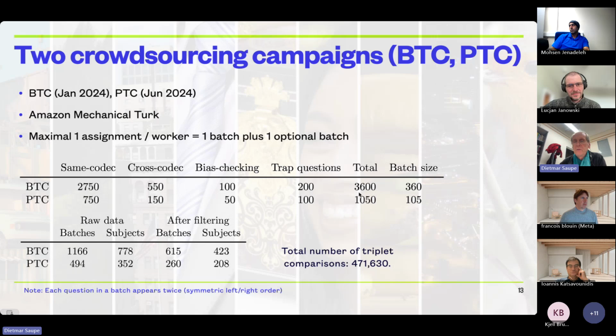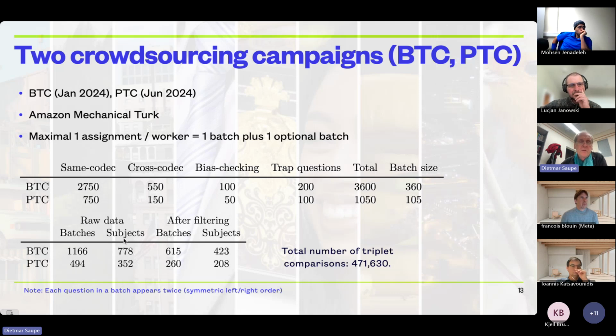So in total, we had these numbers of questions, and we divided them into 10 batches for BTC and also 10 batches for PTC. But we used fewer questions for the PTC because they had to interact more with the system, flipping between the source and the distorted images before making a decision. That took longer, so we only used 105 questions in the PTC. So overall, we had over 1,100 subjects here.